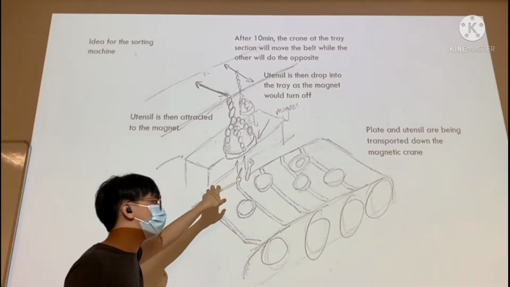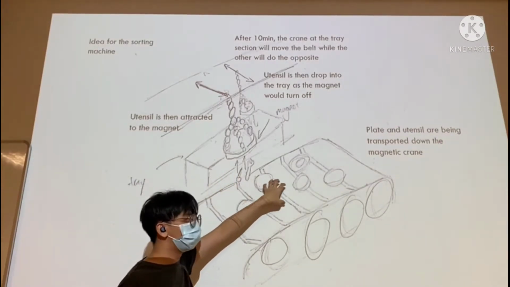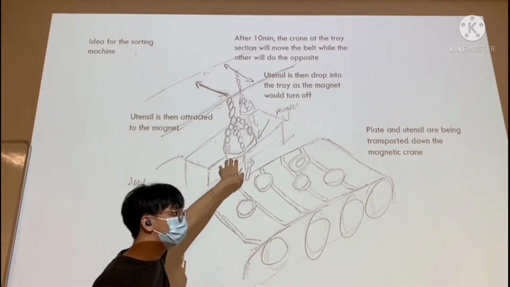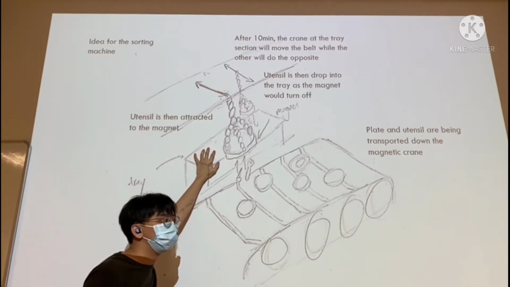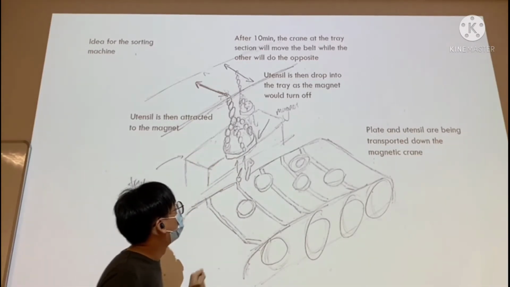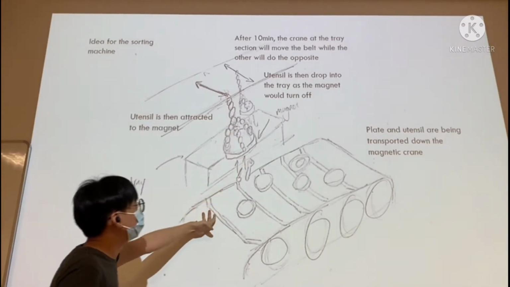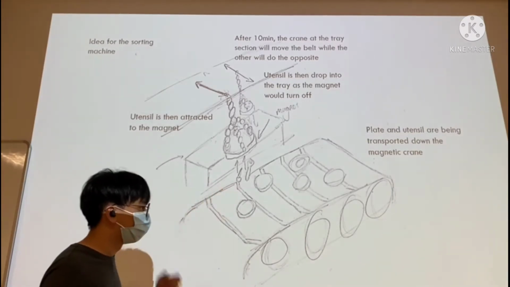So to give a clear illustration: plate, bowl, spoon here, metallic spoon goes up, metallic spoon goes there, drops down because it's an electromagnet, it's toggleable. As you can see, the utensil is then dropped into the tray as the magnet will turn off. So this is a toggleable electromagnet.